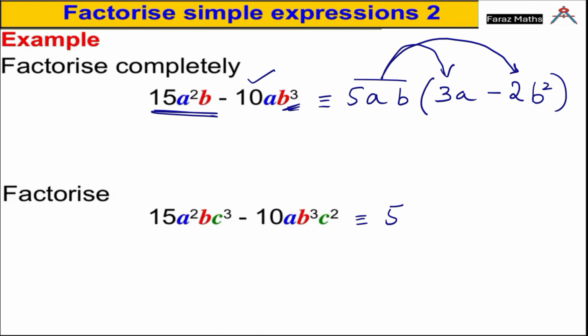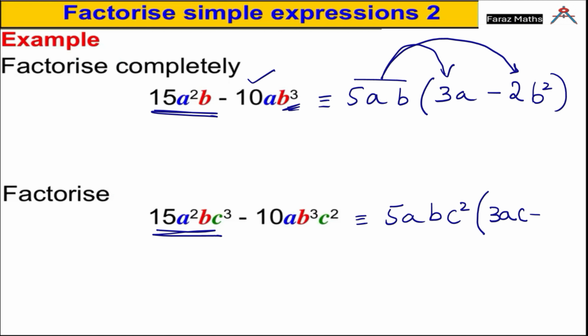Again, 5 is the HCF in between the numbers. In between a square and a, a is the HCF. In between b and b cube, b is the HCF. In between c cube and c square, c square is the HCF. Now you have to start from the first term. 5 times 3 is 15, and there a is already outside, so we have to write a there because it is a square. A times a is a square, b is already outside. Then from c cube, c square is already outside, so you have to just write c there.